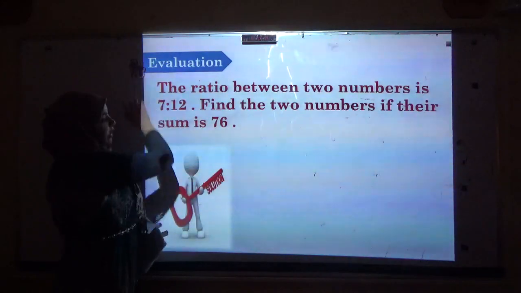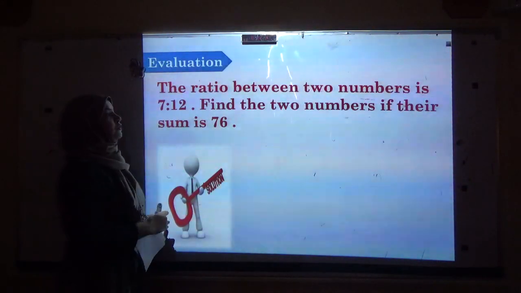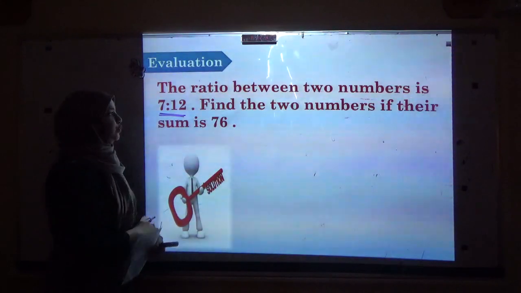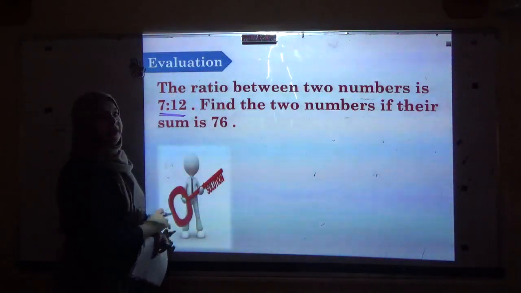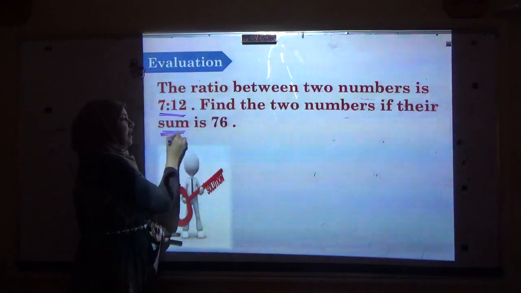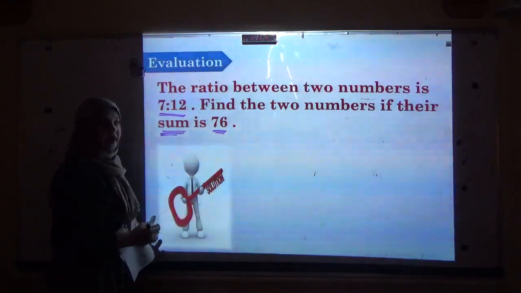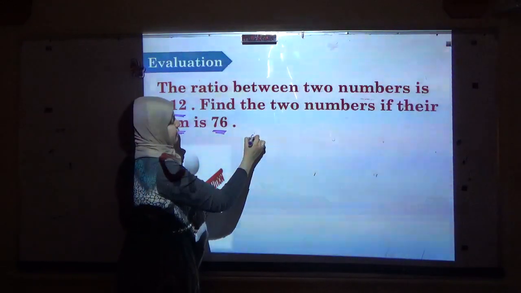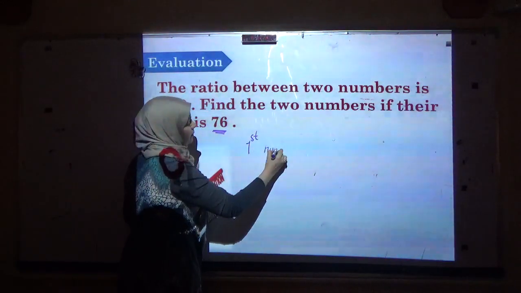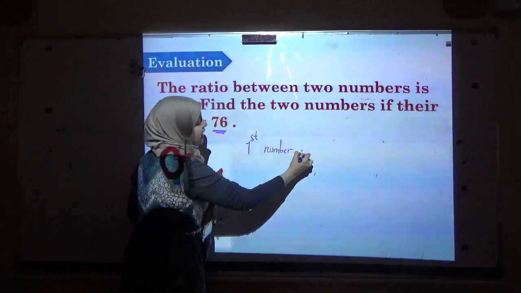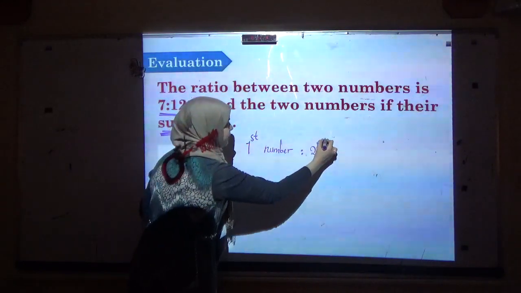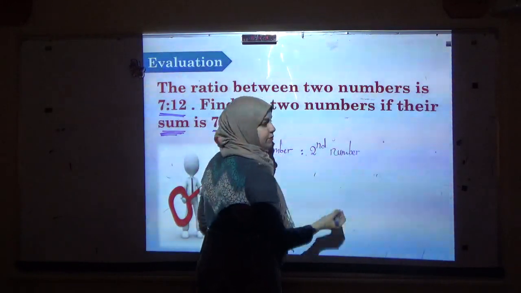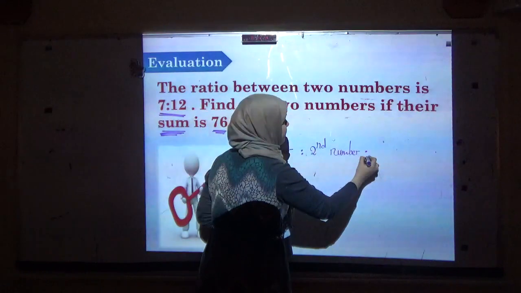The ratio between two numbers is 7 to 12. He gave us the ratio between two numbers, 7 to 12. Find the two numbers if their sum is 76. Okay? He gave us the ratio between two numbers. So we have first number to second number. And those will give us the sum of these two numbers, so add sum.